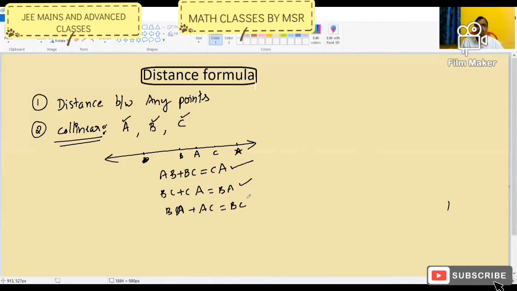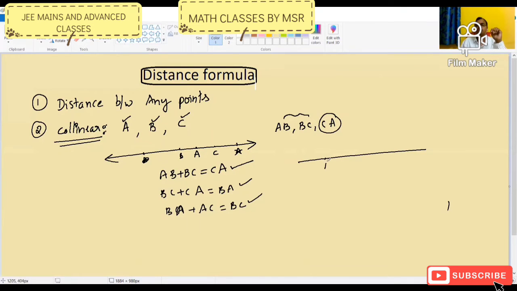After finding the distances, we have to find AB, BC, CA distances. If the sum of any two distances is equal to the third distance, we can say that the given points are collinear. So using the distance formula, we can check whether the given points are collinear or not.